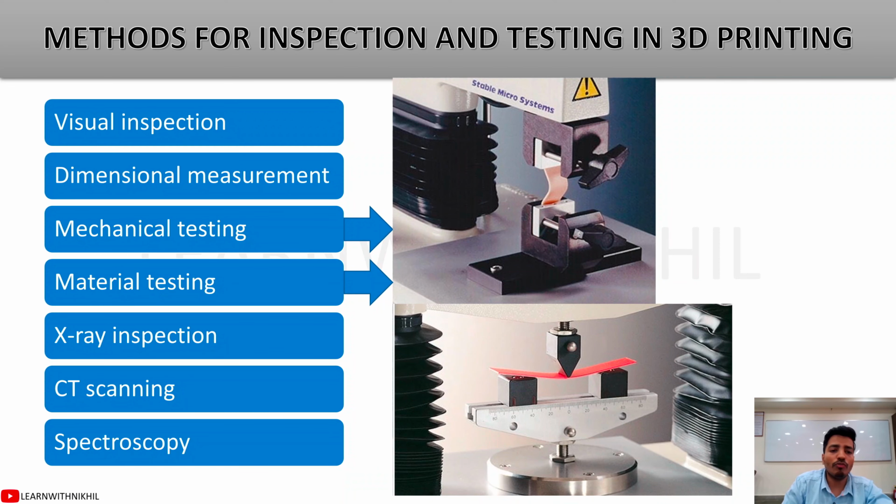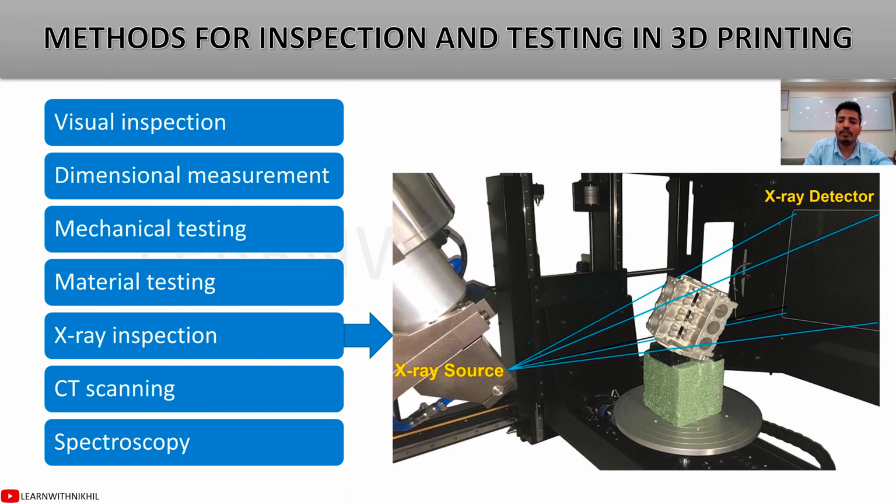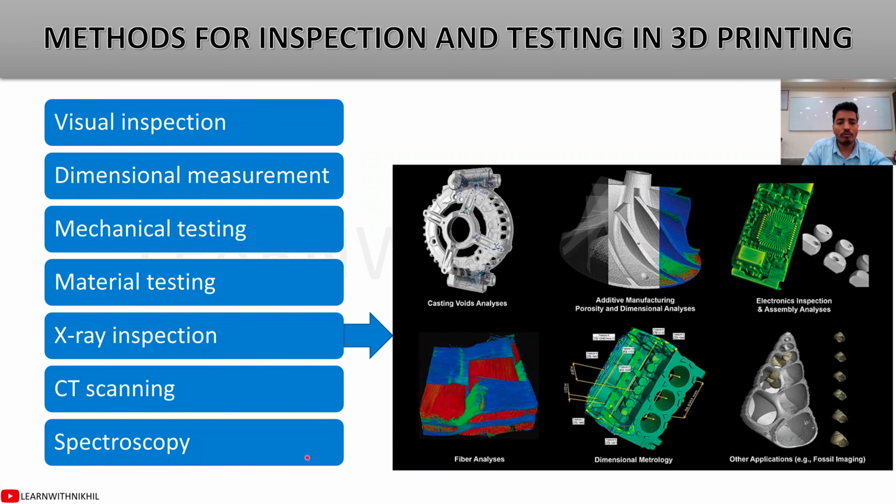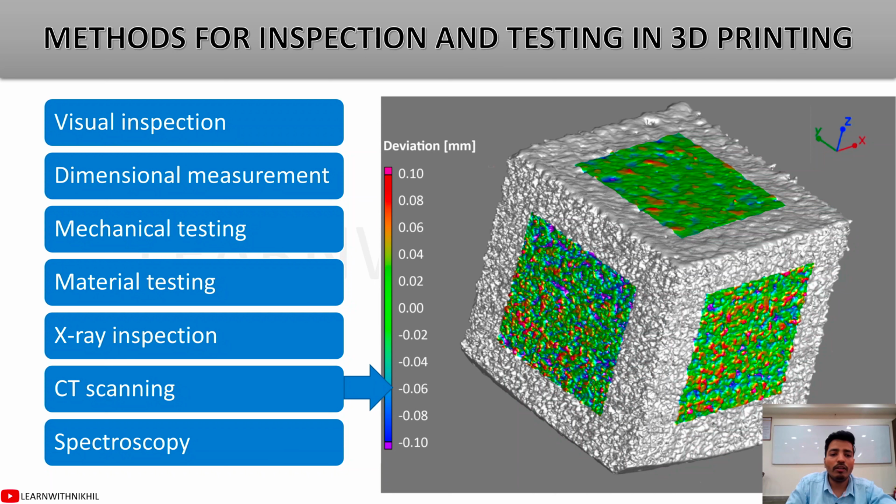Next, you have to go for the X-ray inspection. Internally, if there are any defects, so this is the engine which has been printed. This is the metal. Internal parts, you have to see whether they are printed properly or not. So you have to go for the X-ray. X-ray, CT scanning, spectroscopy are used to see the internal parts, the porosity. This is the electronics inspection, dimensional measurements. Inside we can't open and see, so it is the entire object. Internally, is it printed properly or not? You have to go for this X-ray, CT scanning, spectroscopy to find out.